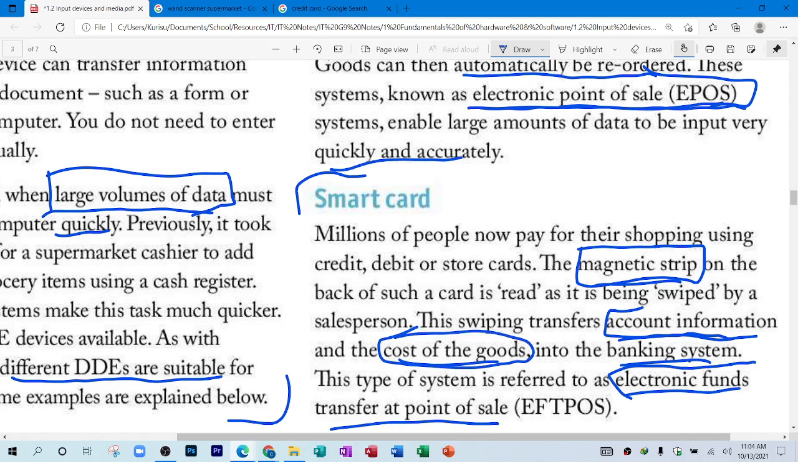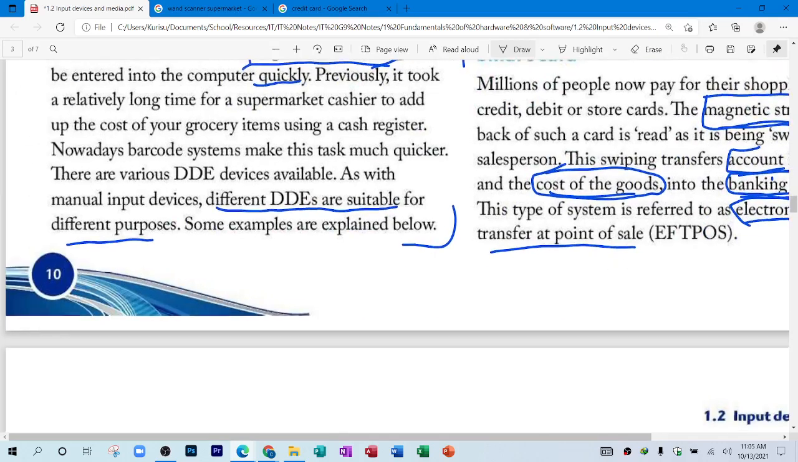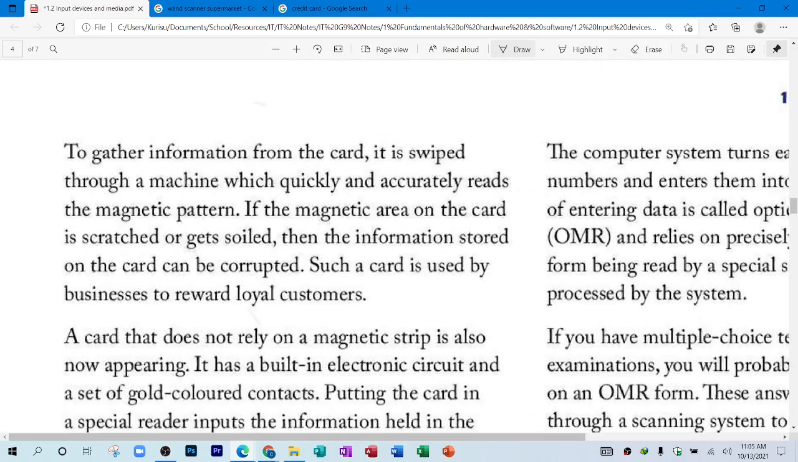Because remember, you're buying something. You're either buying something in store, but you're using the card, or maybe you're buying it online, but the funds have to transfer electronically from your bank to the bank of whoever you're buying it from. So all of that information has to be sent to the banking system so that they know you are transferring these funds so that you can purchase this item. So that's the information that gets transferred automatically. Remember, we're looking at direct data entry devices, and data gets transferred automatically.